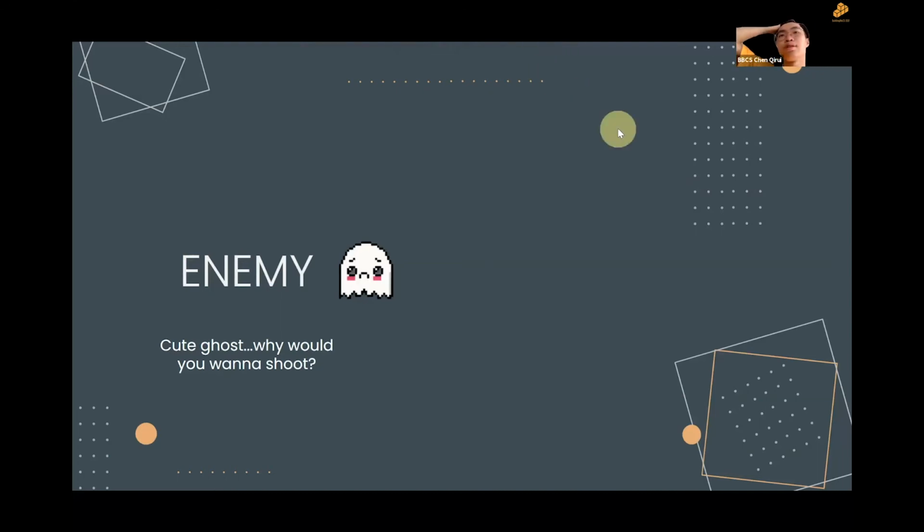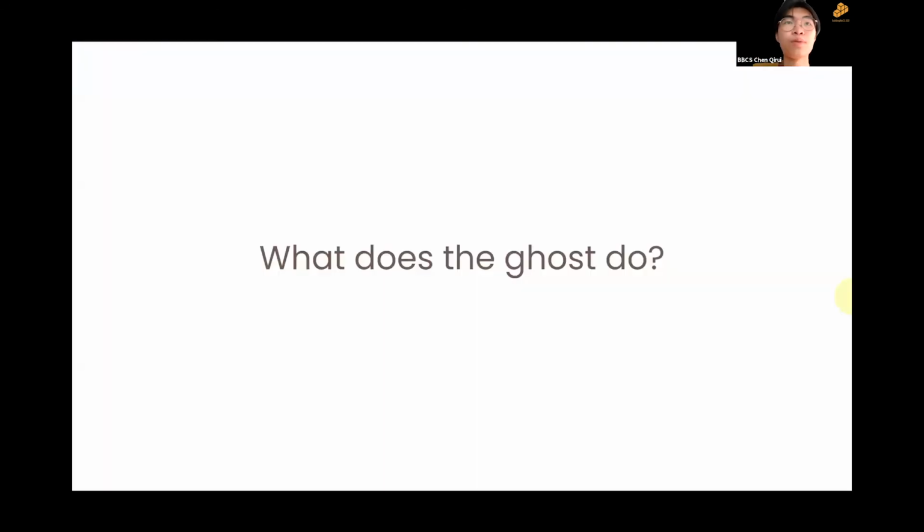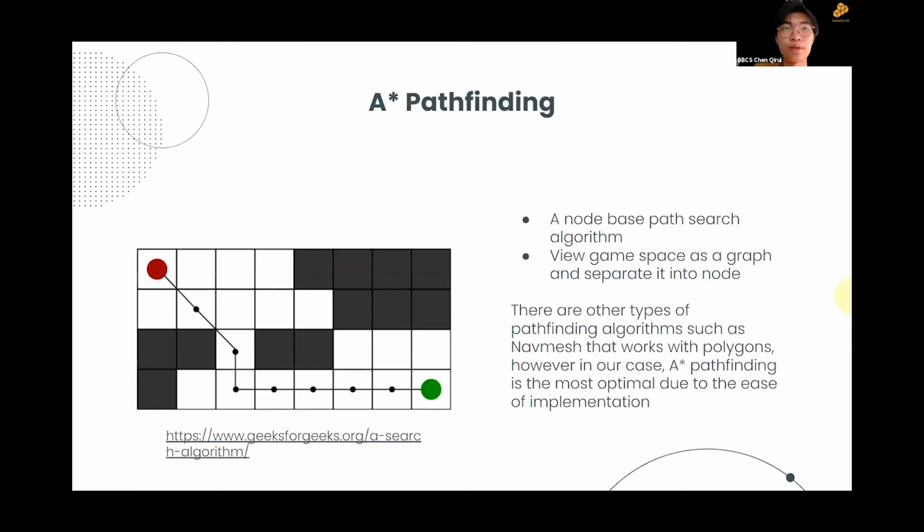Okay, so that huge chunk is the enemy, as is the player. Now we're moving on to the enemy, which is simpler, but more conceptual. Let's think about what the ghost actually does. The ghost follows the player, and the ghost can also die. So how does the ghost follow the player? For this game, we are using the A-star pathfinding algorithm.